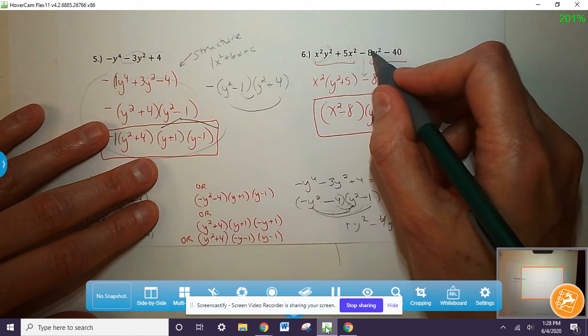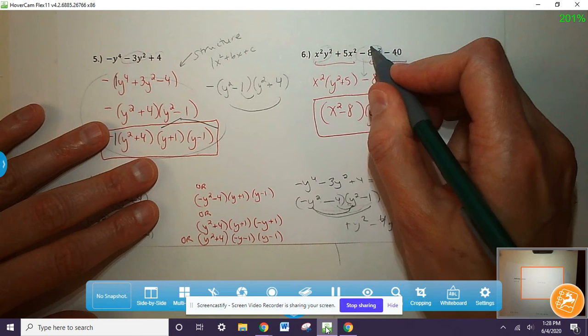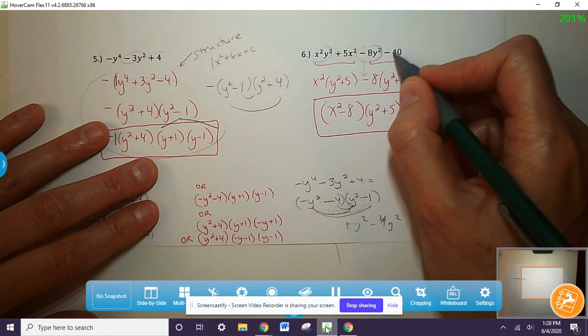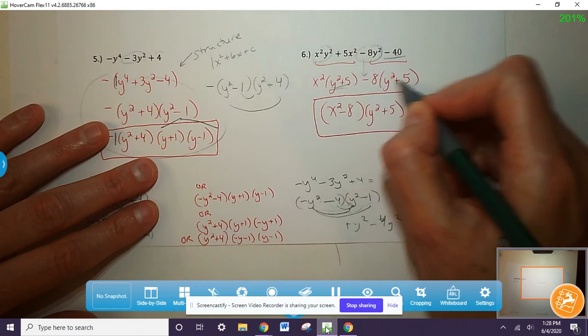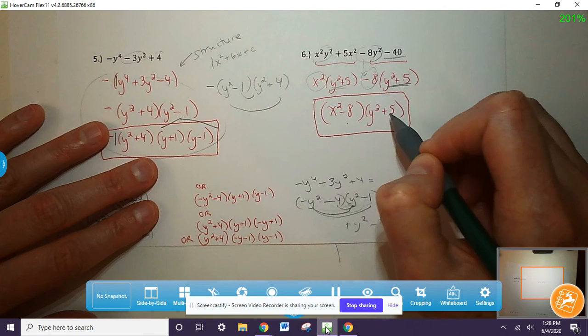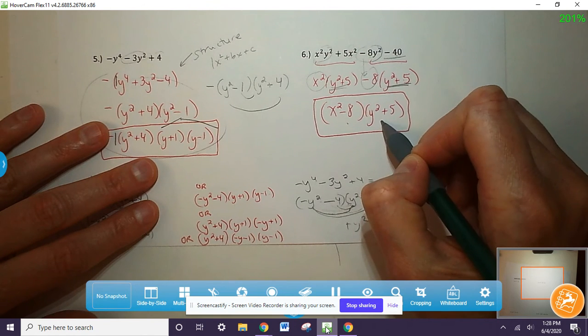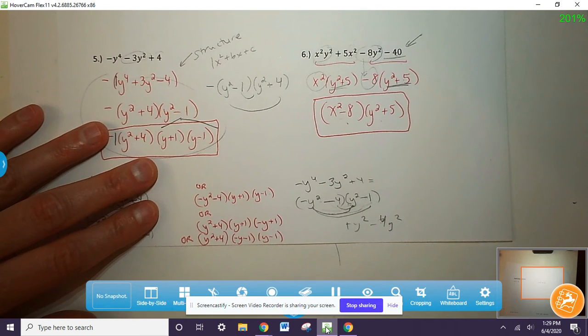The GCF of these two terms is just the 8. When I divide this by negative 8, I get positive y squared. When I divide this by negative 8, I get positive 5. I have that perfect match. So my mini GCFs make one factor, and my matching expression makes a second factor. If you check this by foiling it, you do get this expression up here. So it's a correct factorization.